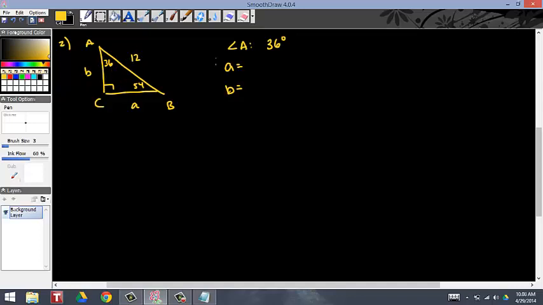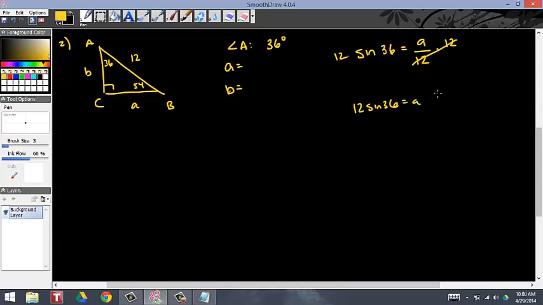So what I'm going to do is take the sine of angle A, because sine is opposite over hypotenuse. So sine of A is really sine of 36 degrees, and that's going to equal opposite, which is A, over 12. From here, I'm just going to solve for side A by multiplying 12 on both sides. So I get 12 sine 36 equals A.